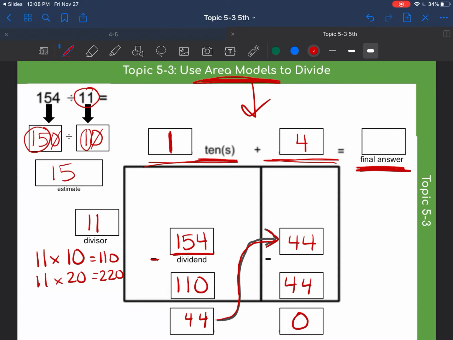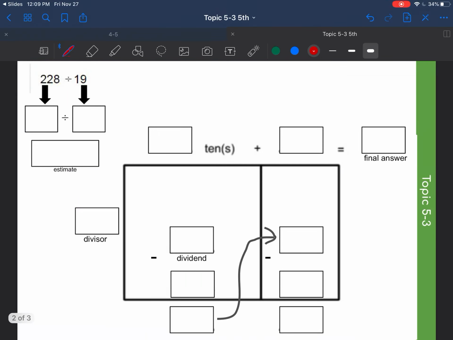So your final answer is 1 ten and 4 ones, or 14 as your final answer. And would you say, if you're looking, is 14 pretty close to 15 as our estimate? I would say so, okay? So your final answer for 154 divided by 11 is 14. So let's try another one. Again, we're going to estimate.